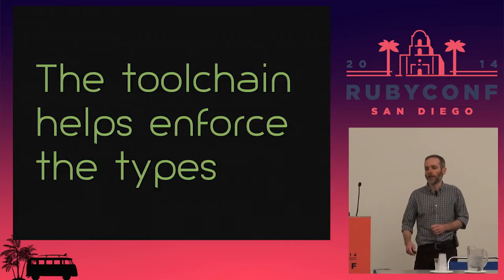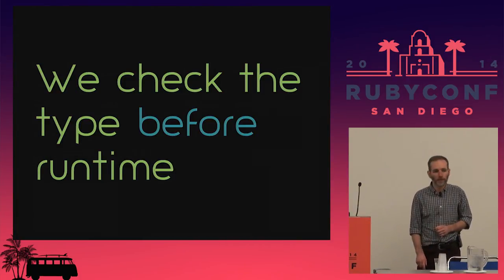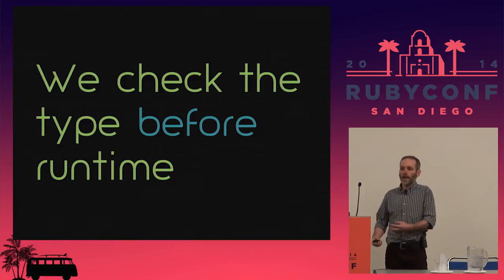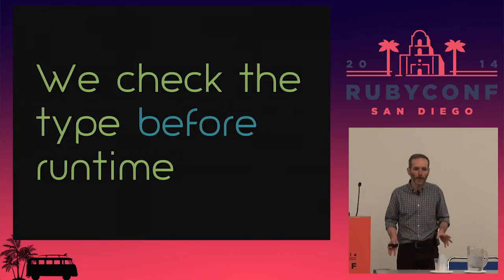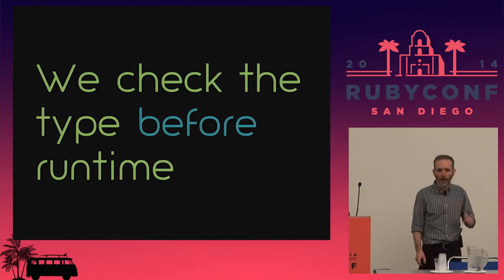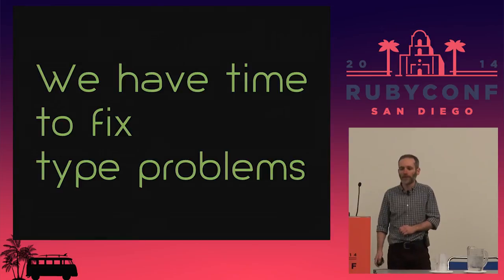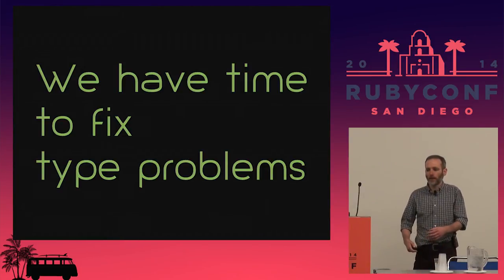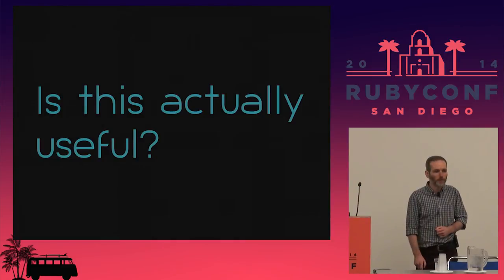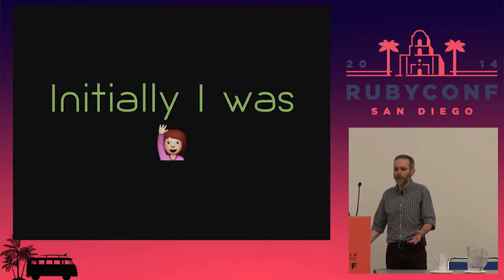The next thing that's important to me is we check before runtime. So duck typing is a really lovely idea, but quite often it manifests itself by running in production and saying, you tried to call this method and it's not there, and I'm going to helpfully crash now and tell you it's all broken. And that's not what I want. I want it to break as early as possible so that we have time to fix things. So we have this thing, and then I thought, is it actually useful? And initially I was thinking, yeah, this is great.